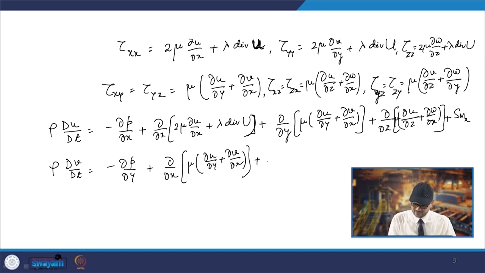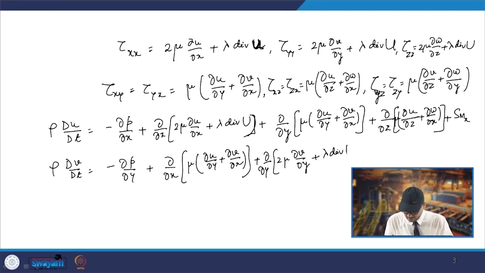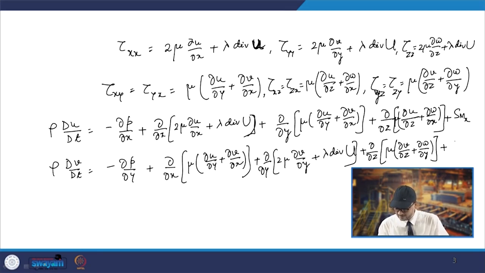Similarly, in this term you will have ∂/∂y of 2 mu ∂v/∂y plus lambda div u. So that term will be there in the y component. Then the third term will be ∂/∂z of mu times (∂v/∂z plus ∂w/∂y). And then you will have the source term, that is SMy. So this is the equation for the y momentum.